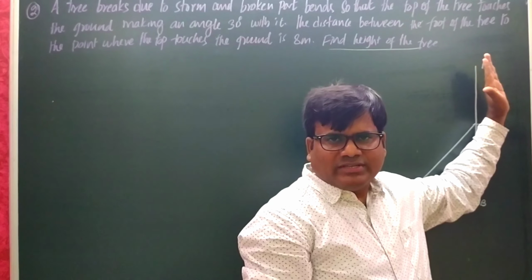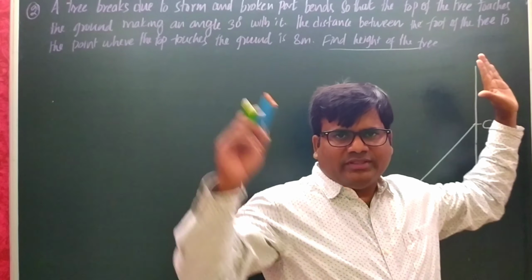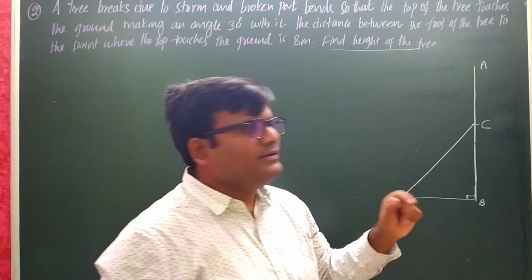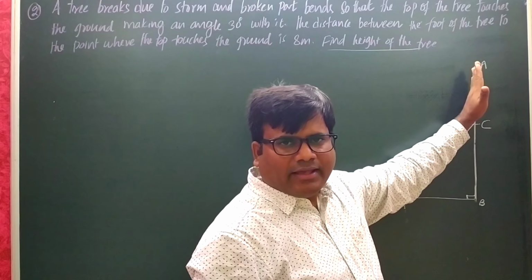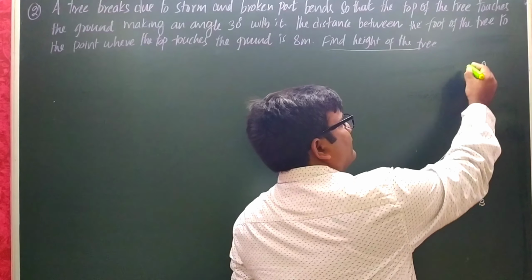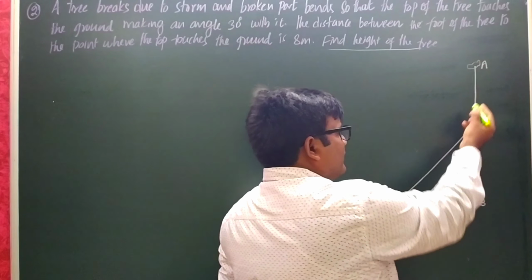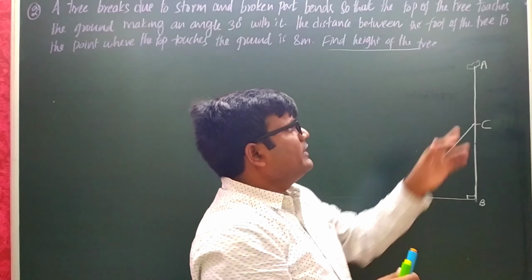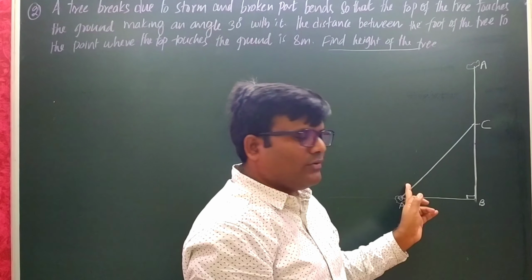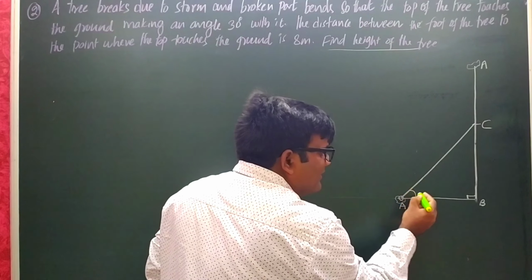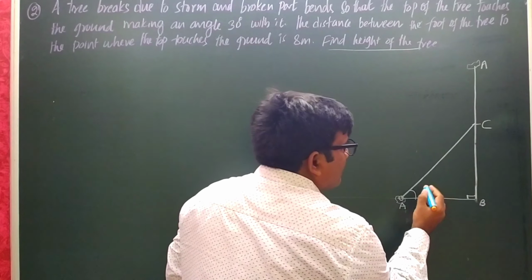AB is the original height of the tree. Due to the storm, the tree is broken into two parts. This is the broken part, AC. A is the top of the tree. So that touches the ground. So here the top touches the ground. It is making an angle of 30 degrees with the ground.